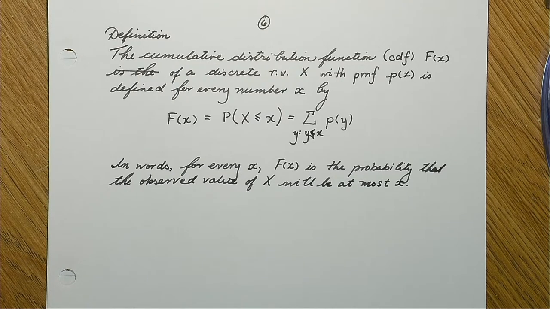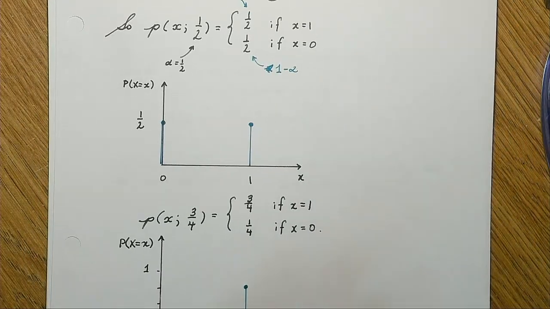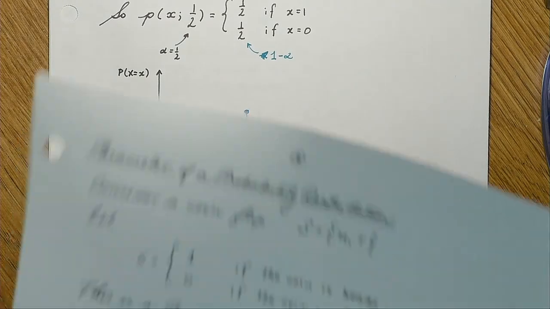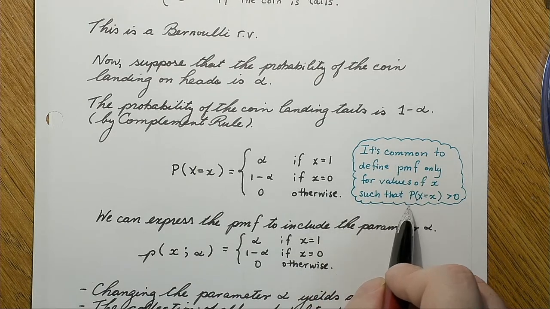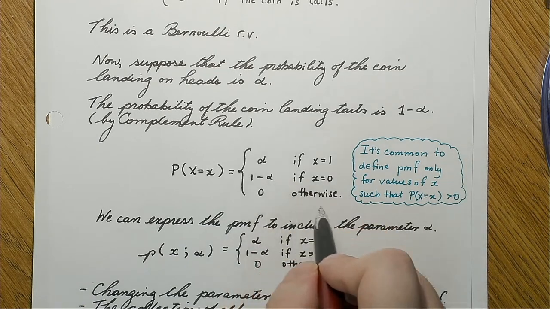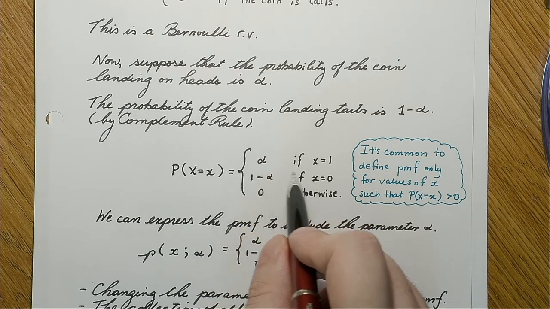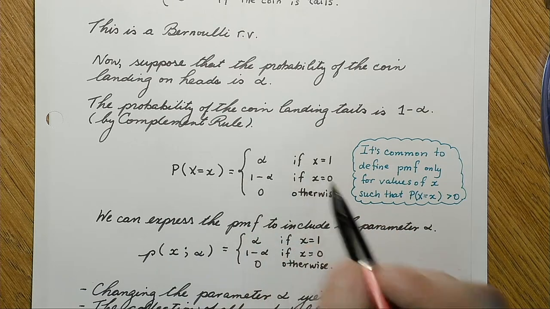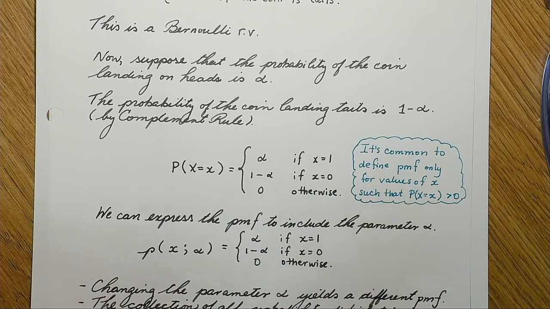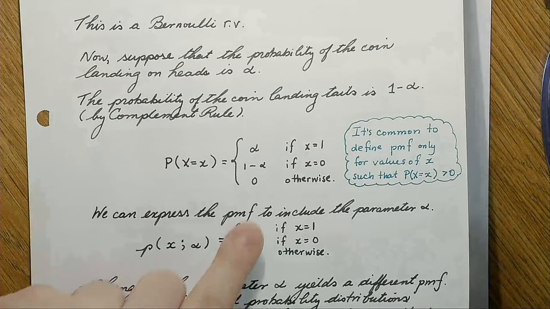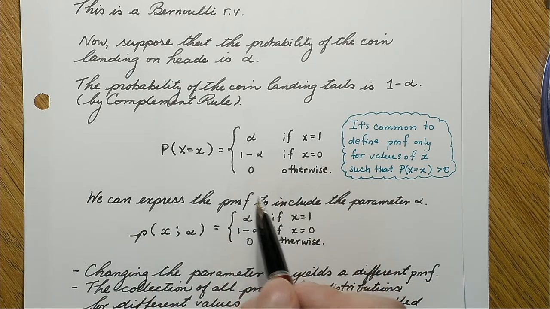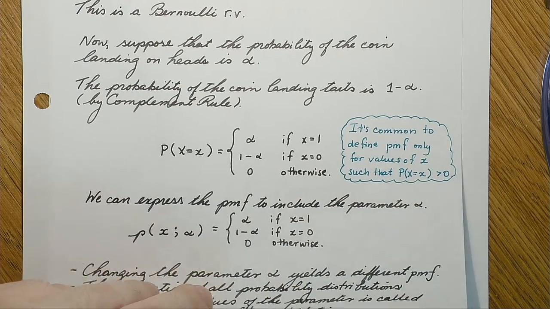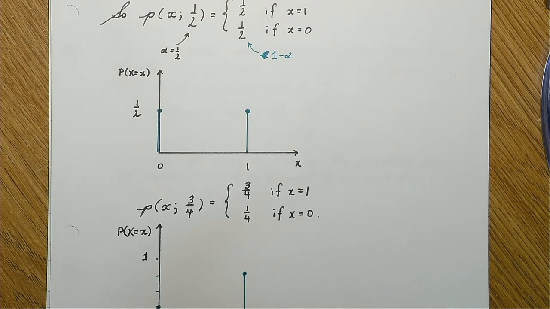Somebody's asking me about what happened to zero or otherwise. I'm just going to point out, it's common to define the PMF only for values of x such that the probability is greater than zero. So if we don't specify the probability at a particular value, we'll assume that it's zero. So we don't have to always keep explicitly writing zero otherwise. In the book, they may write this explicitly all the time, but it's almost convention that we don't write down zero for values. Okay. And yes, to answer the question also, it's up to and including x.